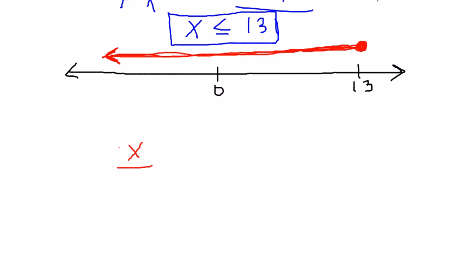X divided by 7 is greater than negative 4. Okay, in this case, in order to undo division by 7, we will multiply by 7 on each side, right? Because 7 divided by 7 leaves us with simply x. X is greater than negative 4 times 7, which is negative 28.